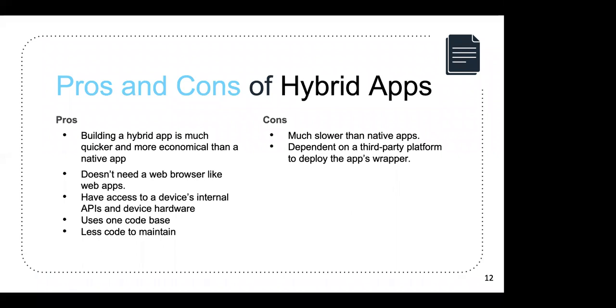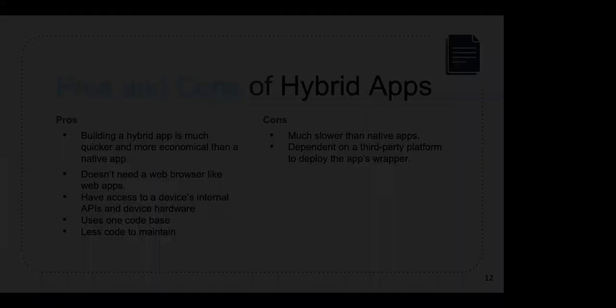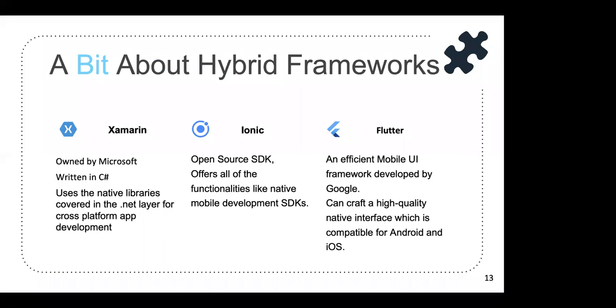So you have to choose the right thing when it comes to developing applications. You have to focus on your business purposes and your targeted audience. If we talk a bit about hybrid frameworks, we can talk about three main frameworks: Xamarin, Ionic, and Flutter.